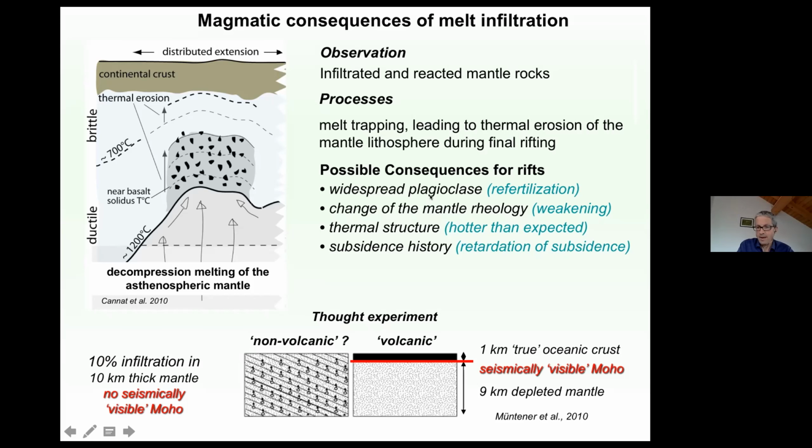And just to finalize, as a thought experiment, if you have 10% infiltration into a 10 kilometer thick mantle, on the left-hand side, this would be infiltration, and you will get a margin that is basically magma-poor or non-volcanic. While if you extract all the melt and you form a 1 kilometer thick layer on top of the mantle, you might call this a volcanic margin. Both have about the same amount of melting. One would be seismically visible with an ice moho, while the other one would probably have a transparent moho.